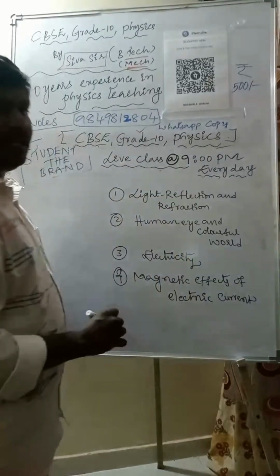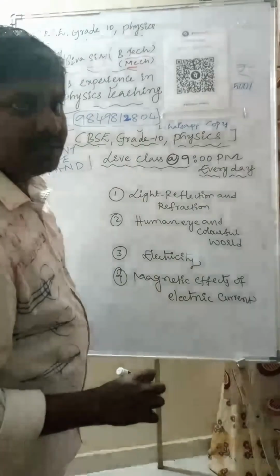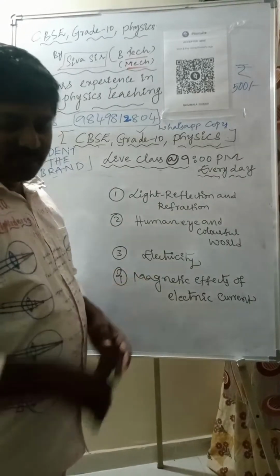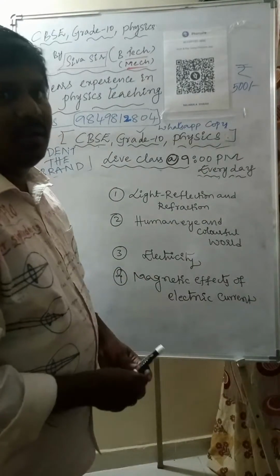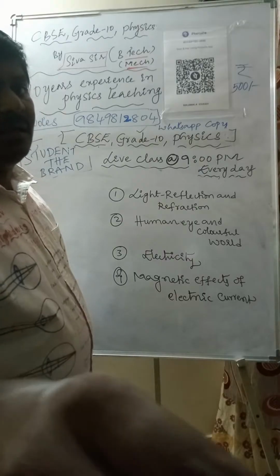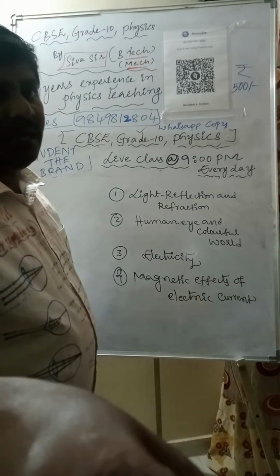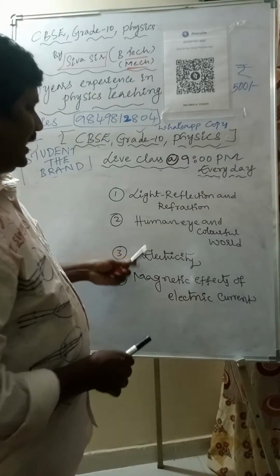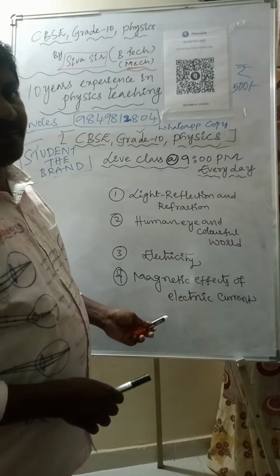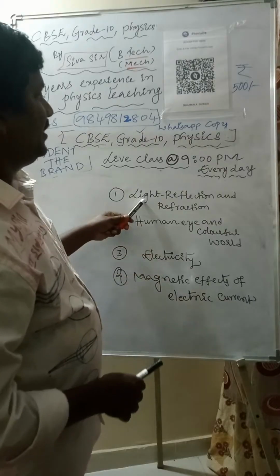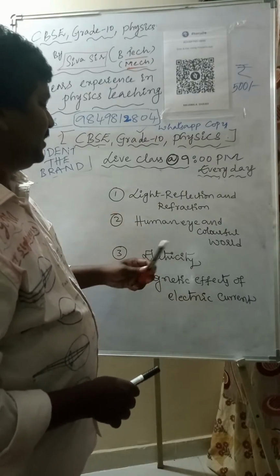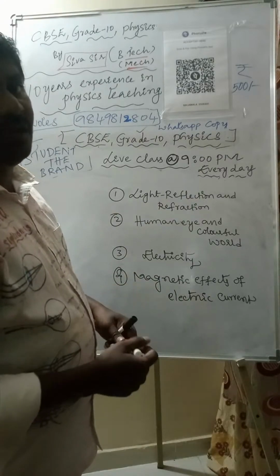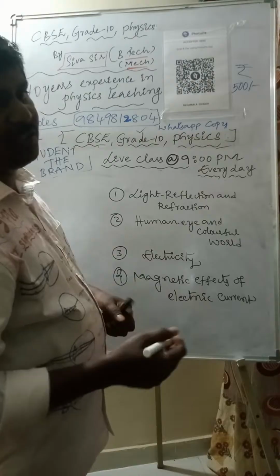So these are the four chapters we are working on. Once again, you can check: light reflection and refraction, the human eye and the colourful world, electricity, and magnetic effects of electric current. So these are the four chapters.